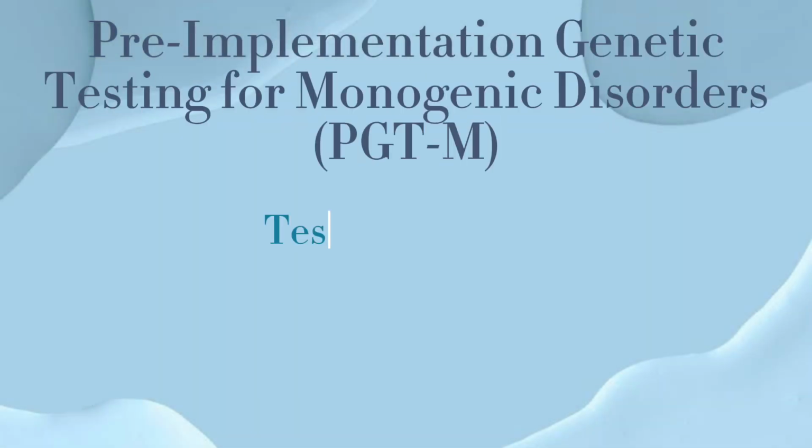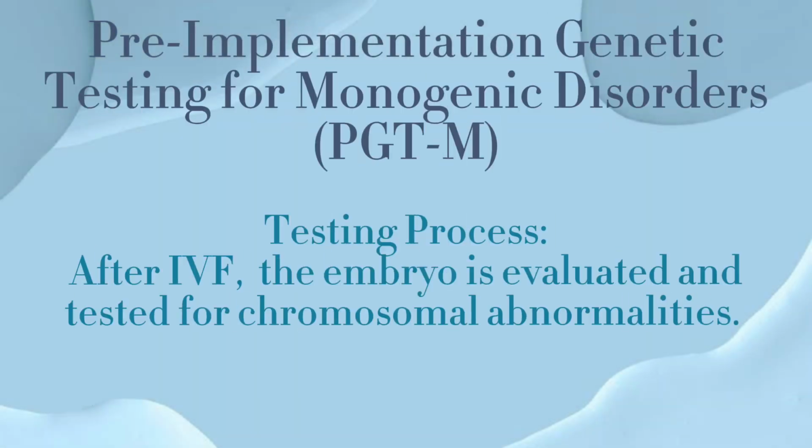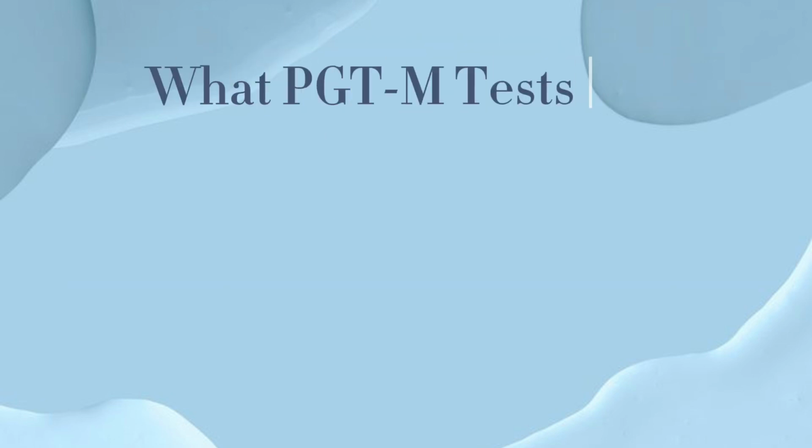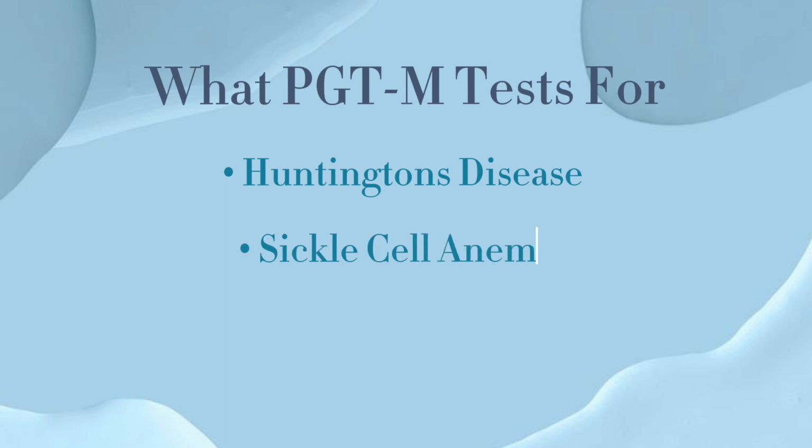process occurs. The first PGT testing type is pre-implementation genetic testing for monogenic disorders, which is PGT-M. The testing process involves testing the embryos in a genetic lab to analyze the cells to determine if the cells hold a single gene disease. In single gene diseases, a mutation in just one gene is responsible for disease. Single gene diseases run in families and can be dominant or recessive, and autosomal or sex-linked. PGT-M tests for things such as Huntington's disease, sickle cell anemia, and cystic fibrosis.